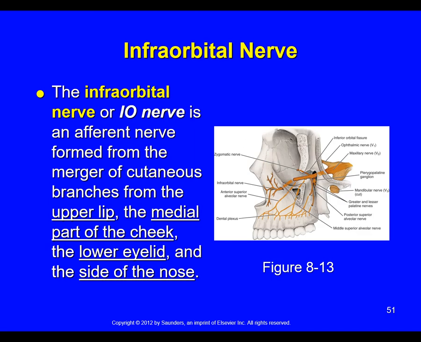Then we've got the infraorbital, or the IO nerve, coming out at that infraorbital foramen. That is an afferent nerve which is formed from the merger of branches of the upper lip, the medial part of the cheek, the lower eyelid, and the side of the nose. So all of the tissue areas you're feeling were that infraorbital foramen, all that tissue area right around there.